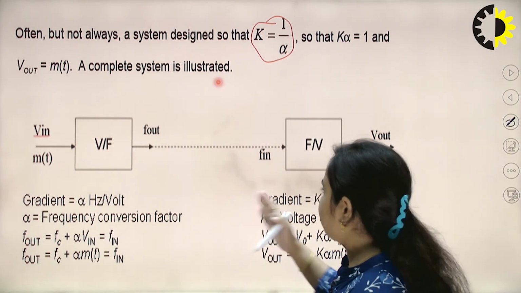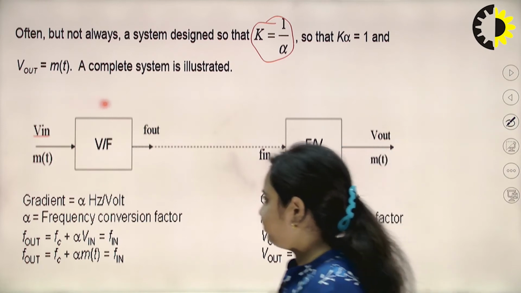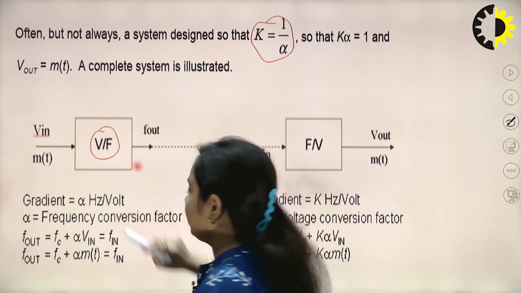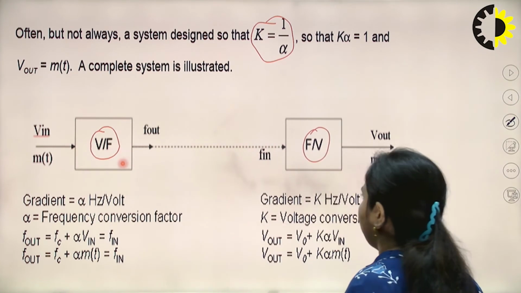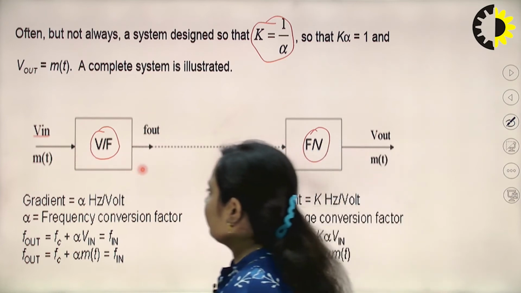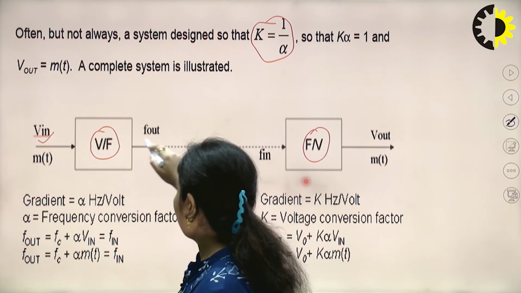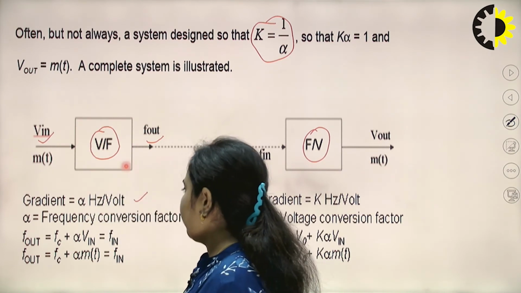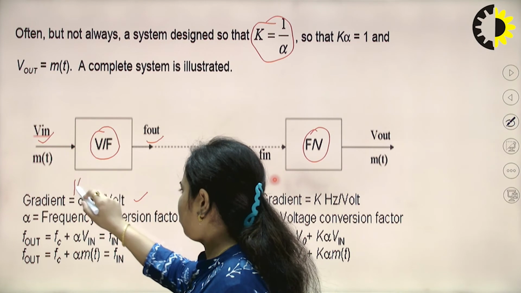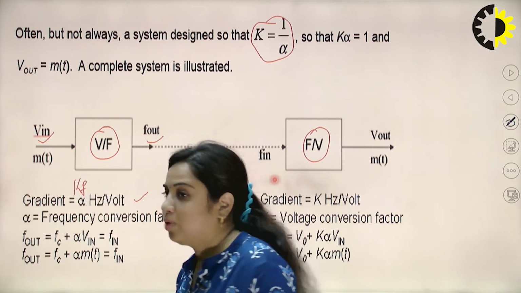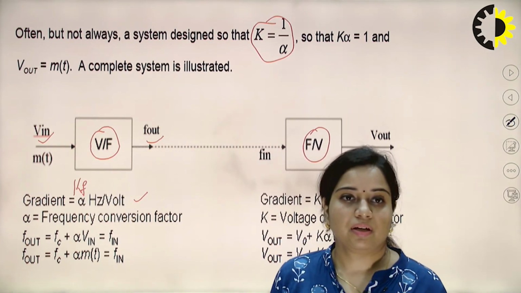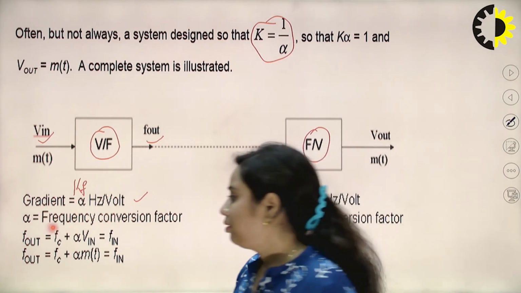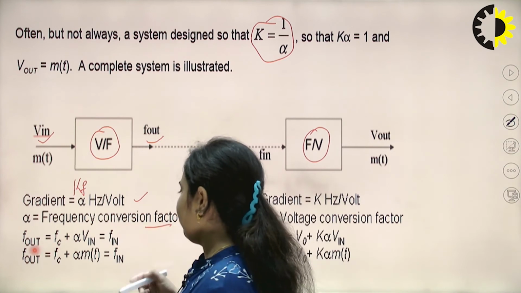So a complete system can be shown over here. First we use a voltage to frequency converter, then we use a frequency to voltage converter. In case of the voltage to frequency converter, input will be the voltage, output will be the frequency. Corresponding to that, there is a gradient, alpha hertz per volt, that can also be written as Kf. Now Kf is the frequency sensitivity related to the FM modulator. Now alpha is the frequency conversion factor of frequency sensitivity.